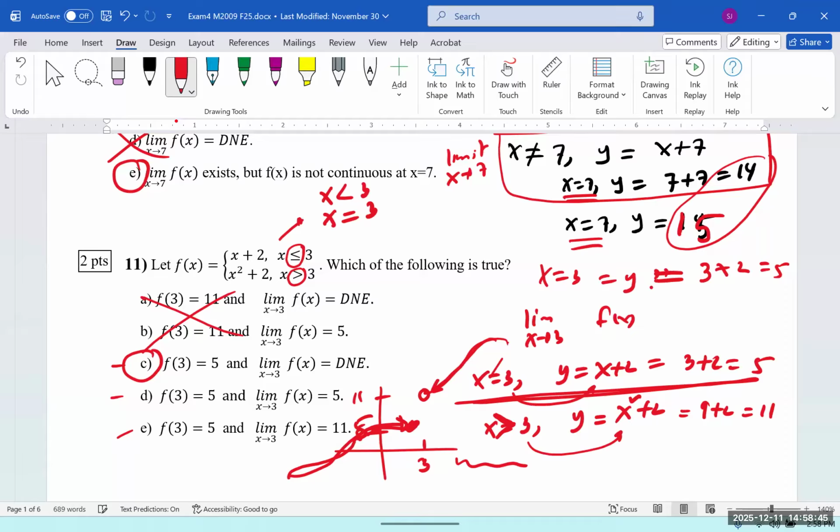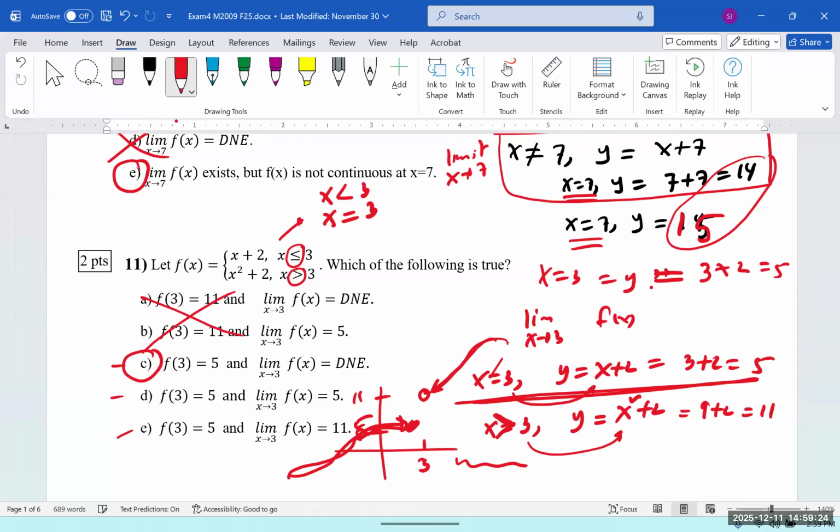Now, when you are exactly at 3, do your left side and right side give you the same y value? It doesn't. So that's why the limit doesn't exist. Also, this function is not continuous. If they don't equal each other, it doesn't exist. So if both are 5, then it would. And if they both meet at 11, then the answer will be E.